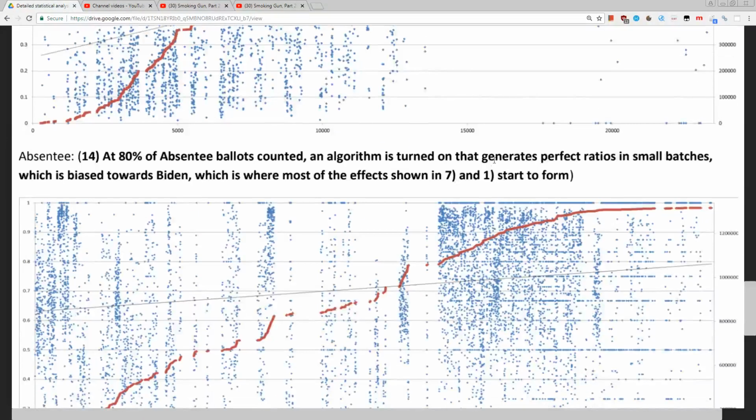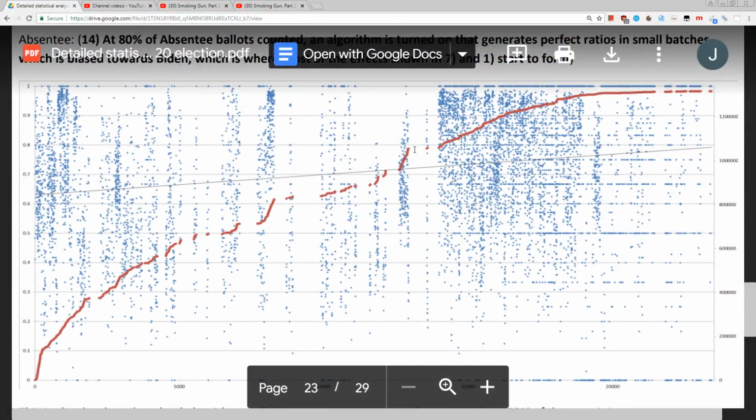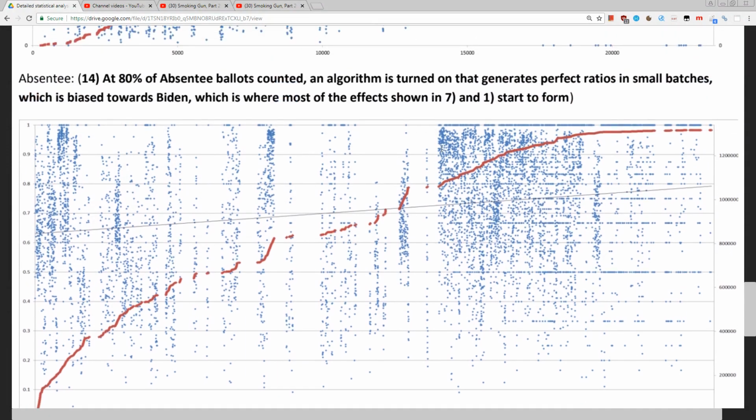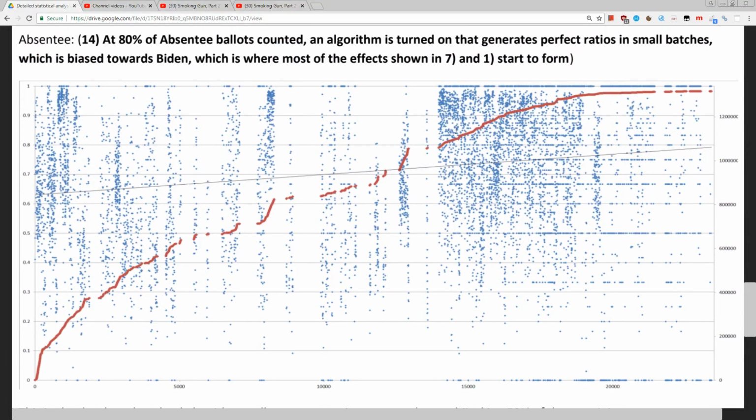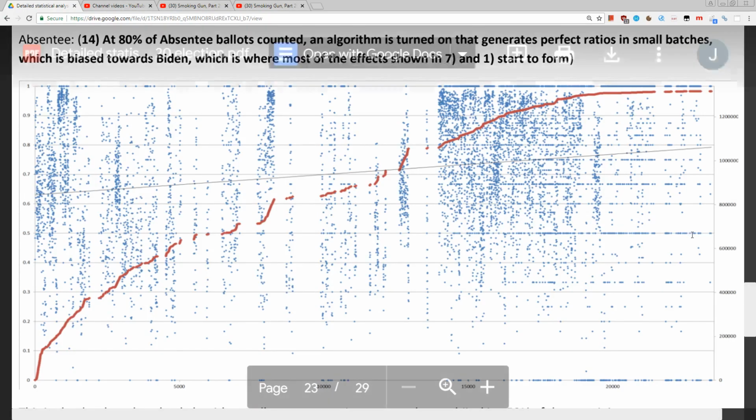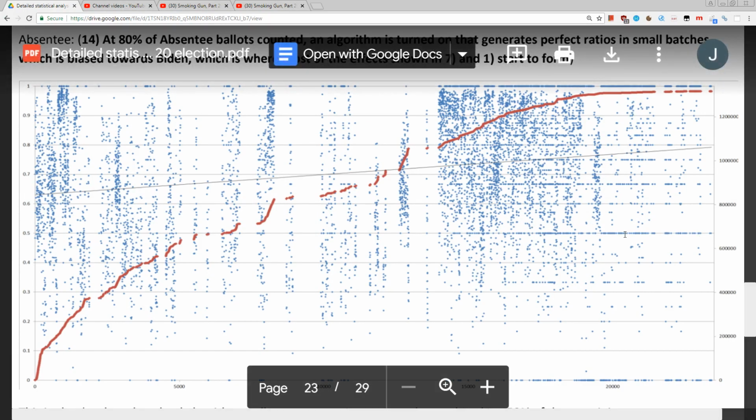And then you have here, for absentee ballots, 80% of the way through, these random ratios. This is where the ratios start to appear, because you have the ratio for Biden here at 50%. This is where it starts to appear. Suddenly, 80% of the way through the count, all these perfect lines start to form. All favour Biden. Not so many for Trump.